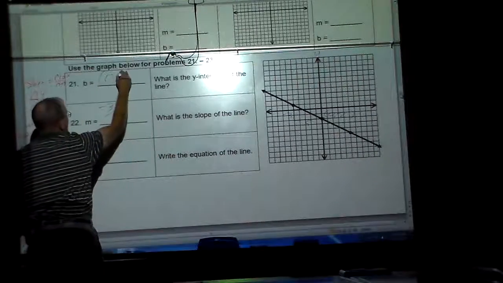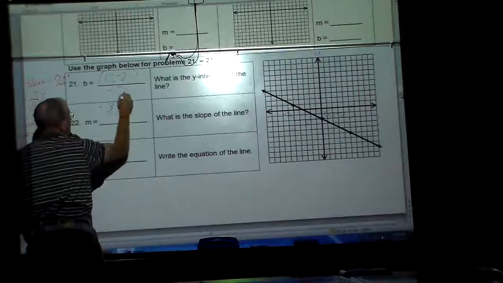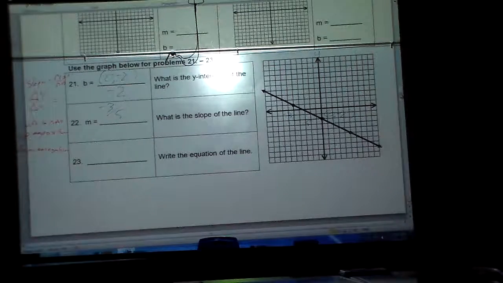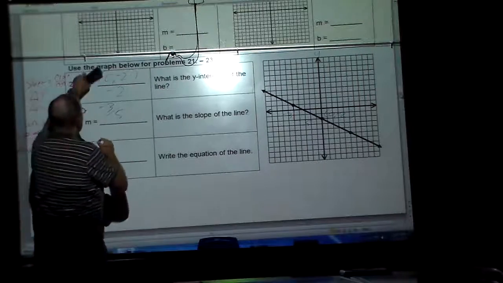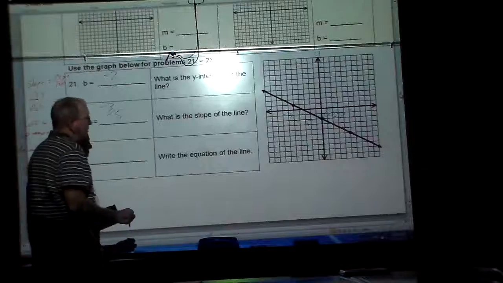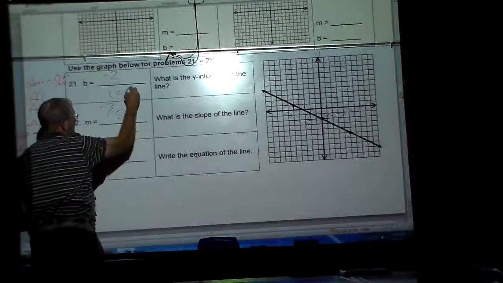Some people will write it this way. I'm okay with just, on this particular one, writing -2, because that is the y-intercept. B does equal -2. Just write it like this here. So -2, but it is the point (0, -2).